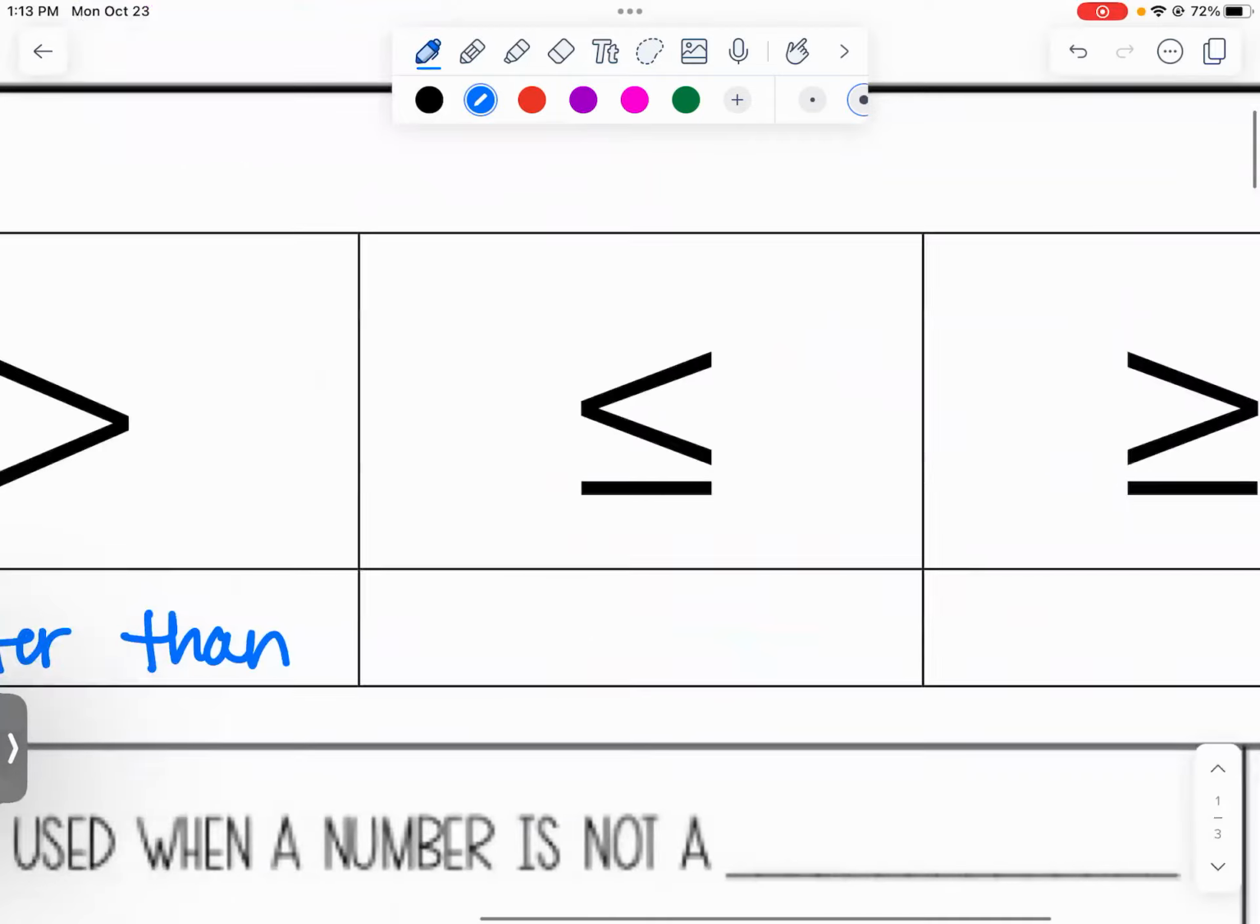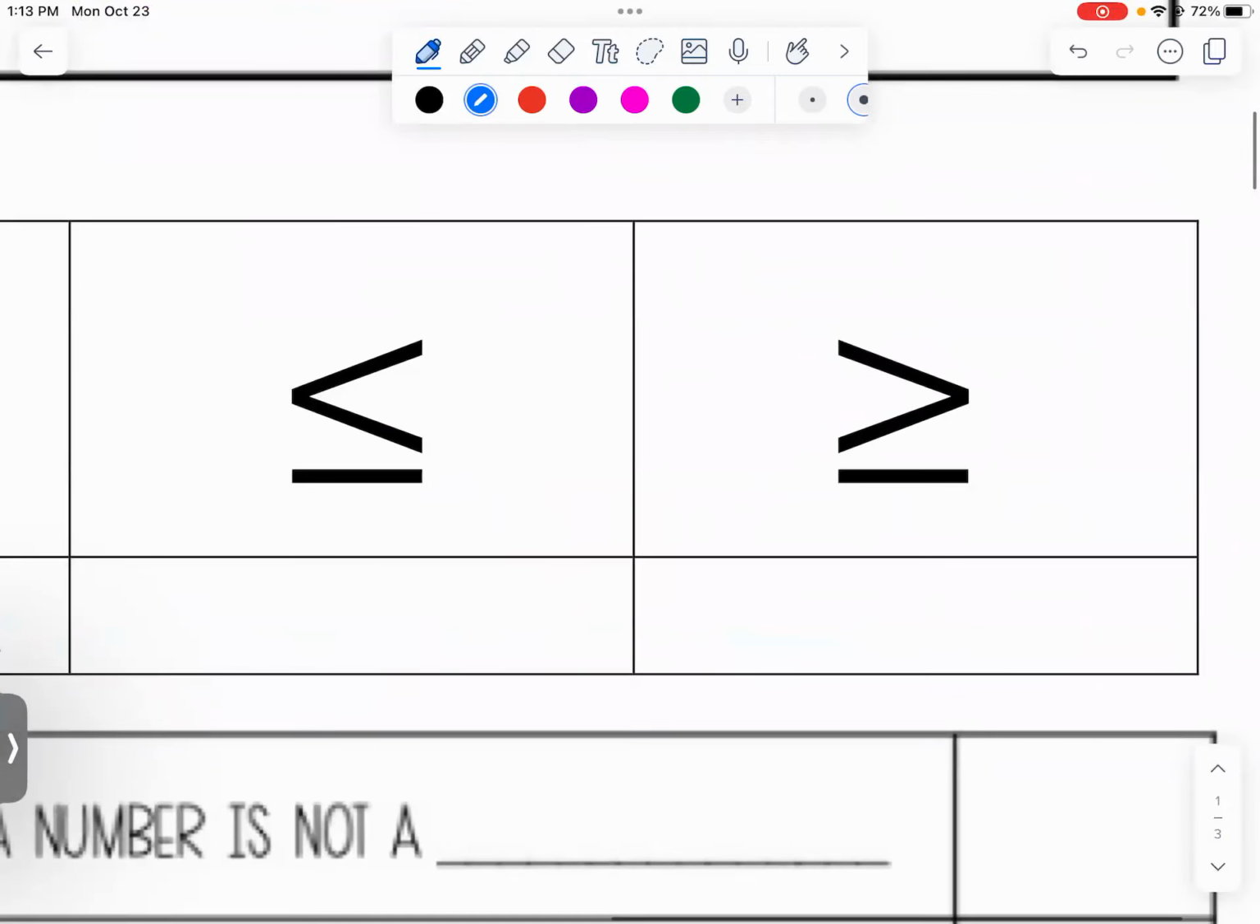Now, what does it mean when we have this line underneath? Austin, what does it mean? Jacob. Yes. So this one right here means less than or equal to. That means it could also be equal as well as less than.